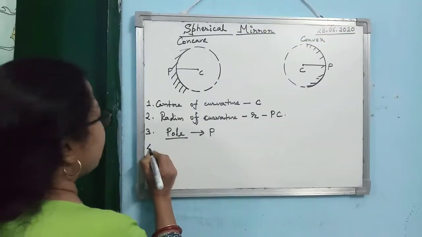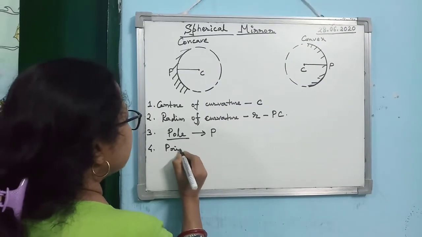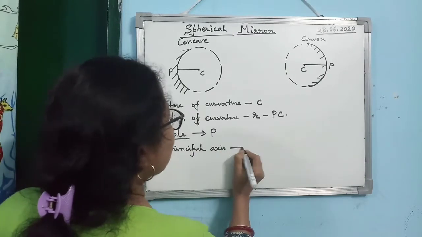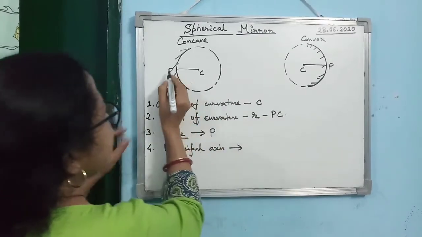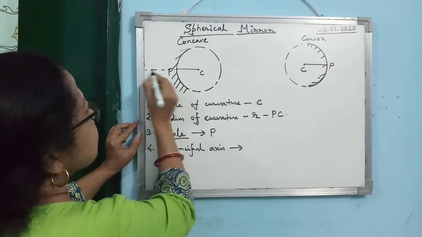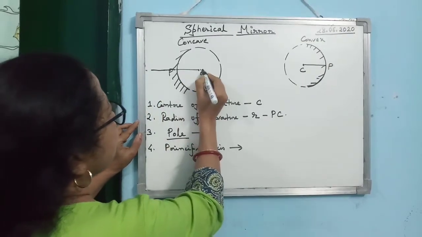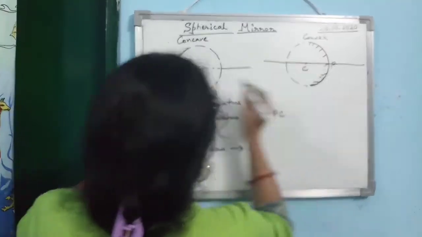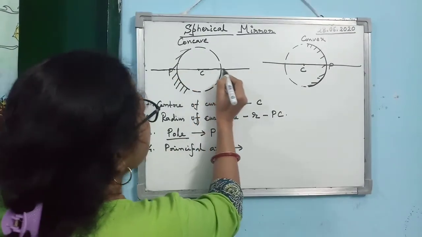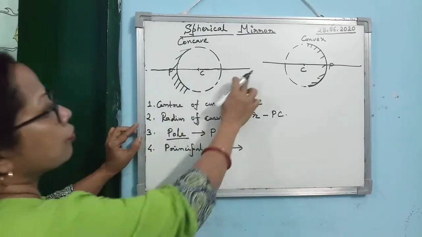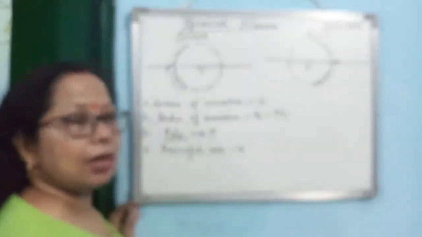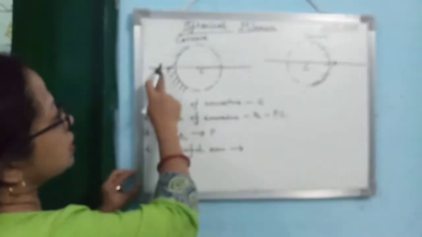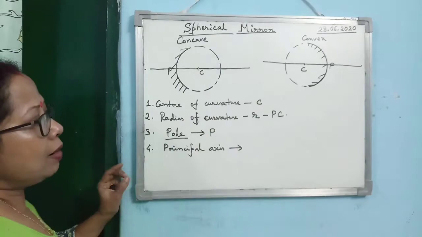Then next concept is principal axis. Alright, what is principal axis? The line joining the pole and the center of curvature. Means if you extend this line, okay, the line joining the pole and the center of curvature is known as the principal axis. Alright, so what is the principal axis here? PC is the principal axis.